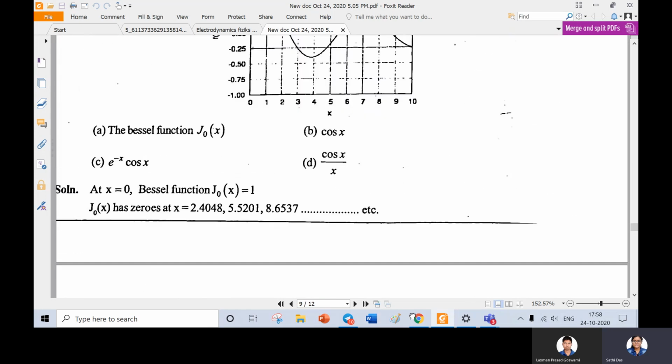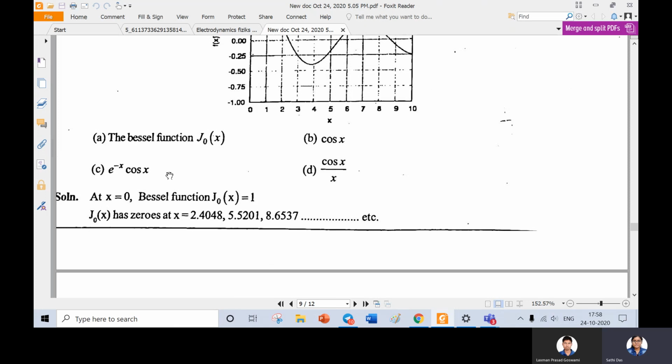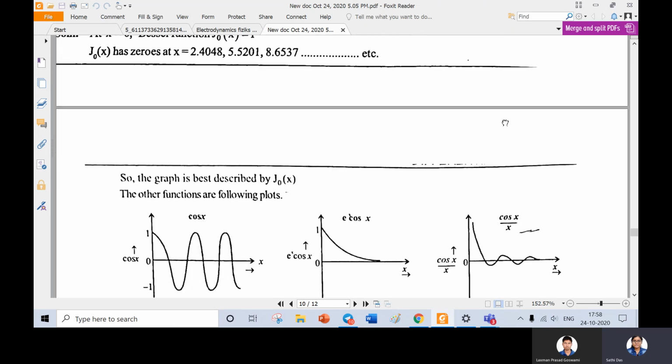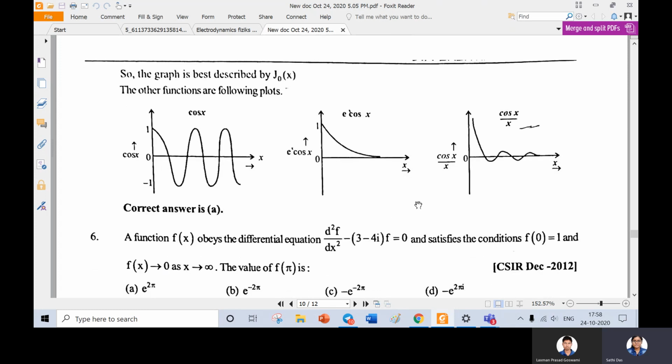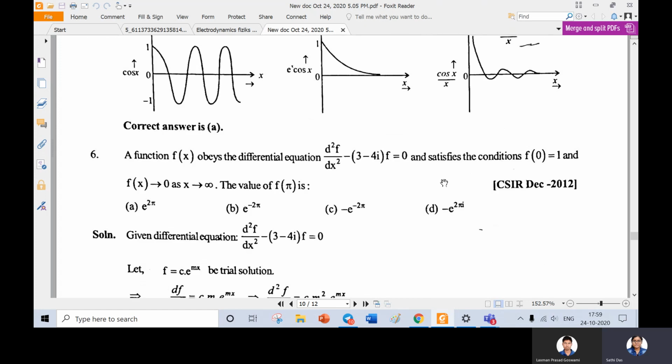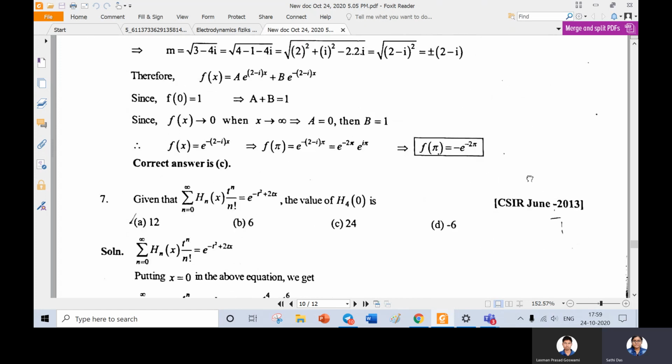The other terms, that is cos x, e to the power minus x, cos x by x, we have already done in the graph videos. Three or four videos are already there. Please watch those graph videos. If you have any confusion related to graphs, it will be cleared. I guarantee that any kind of confusion about graphs will be clear to you. So let us come back.